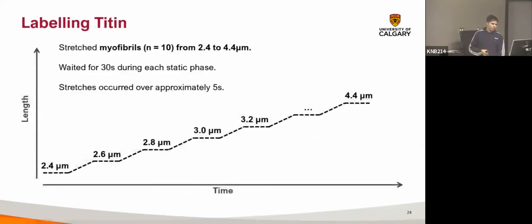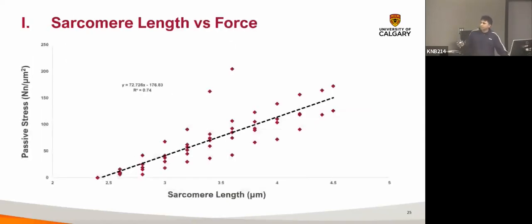When we were doing our experiments, we stretched 10 myofibrils from an average of 2.4 to 4.4 microns. So we went up incrementally and we waited 30 seconds in each phase, and then we stretched to the next one and we just kept going up. In these positions, we measured force, and based on that force, we came up with these results.